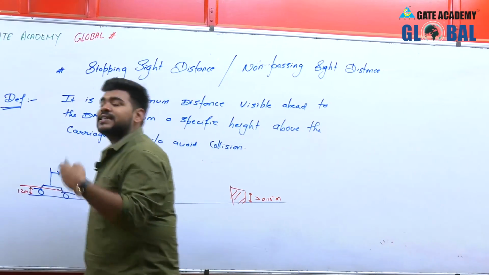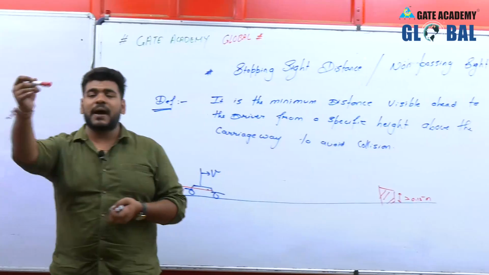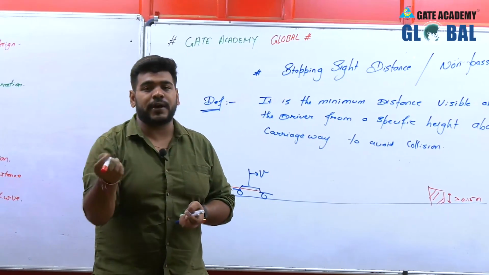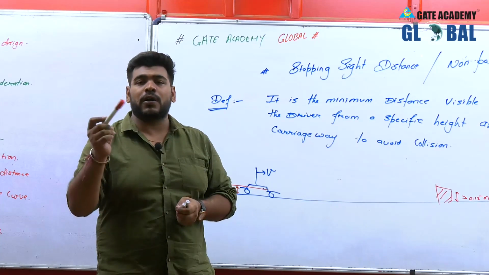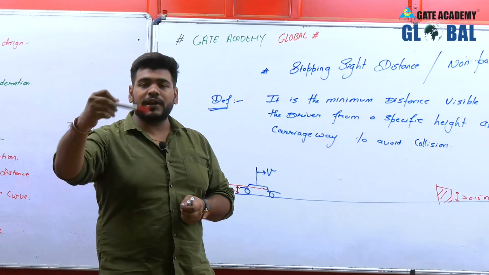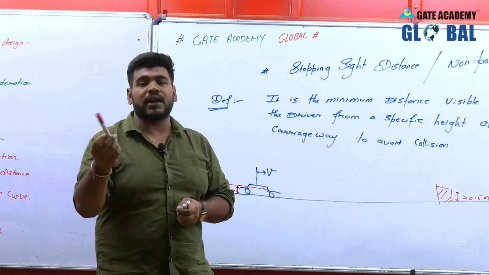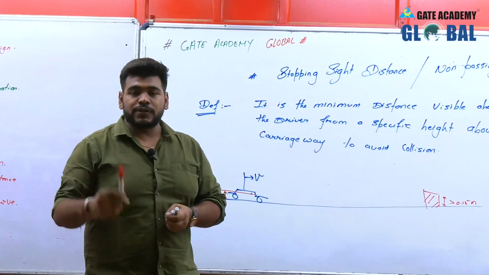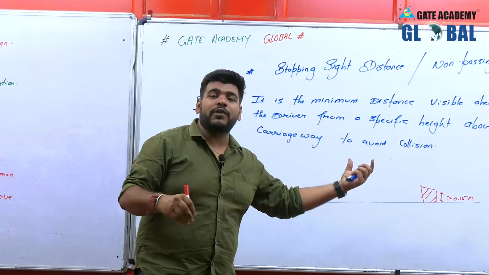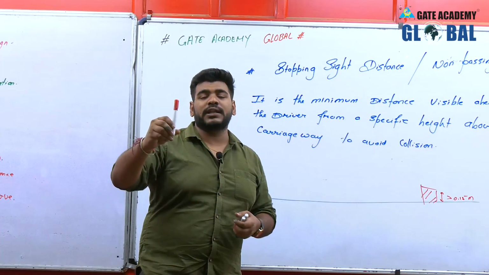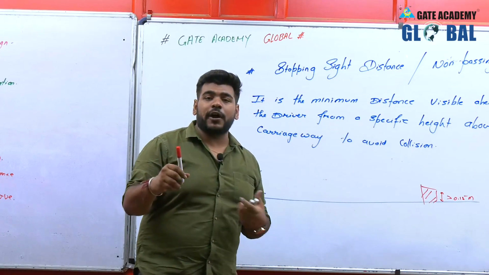Let's take an example. Say this marker is falling on the road on which we are moving. This marker is not going to affect your vehicle on whatever road you are moving. So the height should be 15 centimeter, that is, 0.15 meter, or more than that. Then it will affect your vehicle.